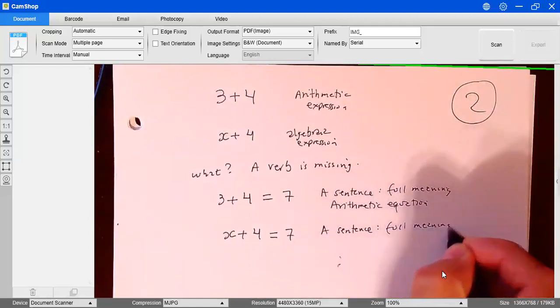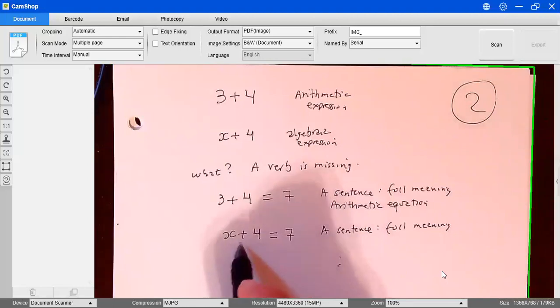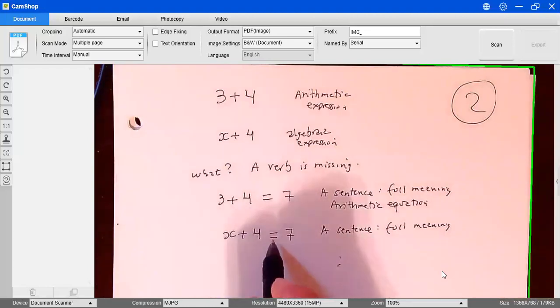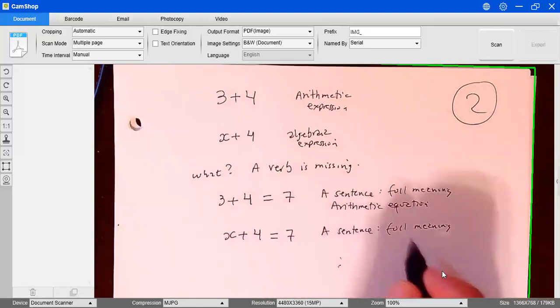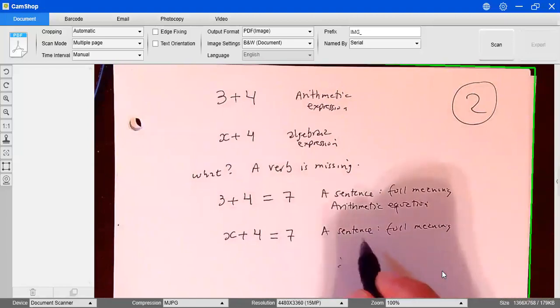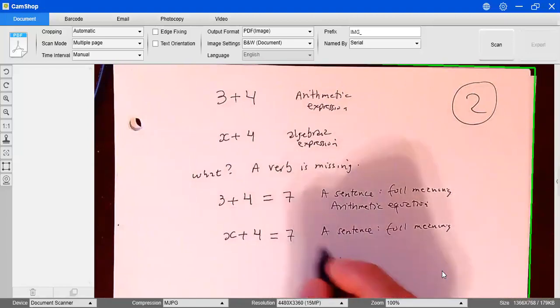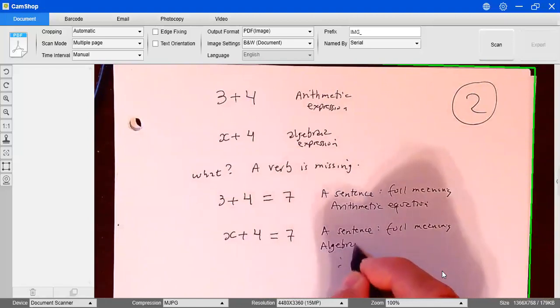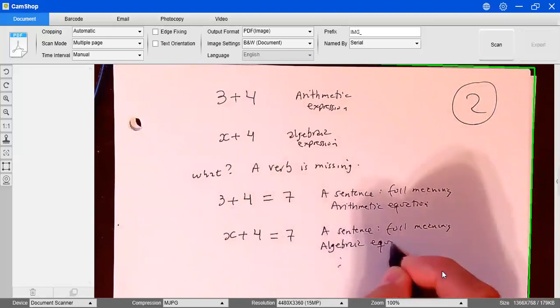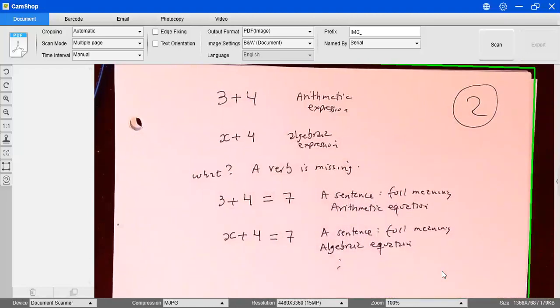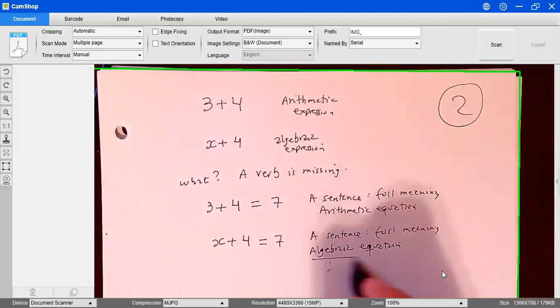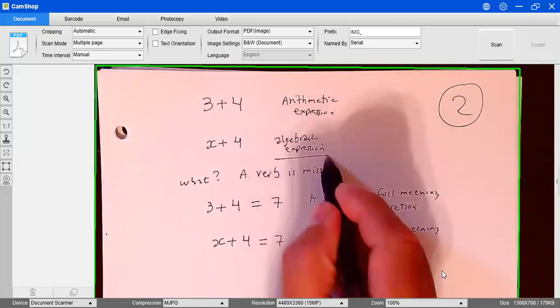You say that when you add 4 to a variable, to a number that is not known yet, the answer is going to be 7. So it's a full sentence. In this case, this is an algebraic equation. So what is the difference between an algebraic equation and an algebraic expression?